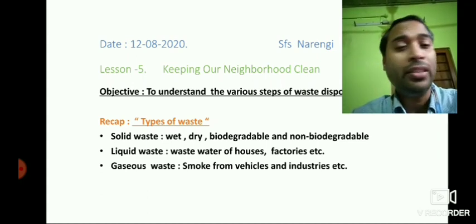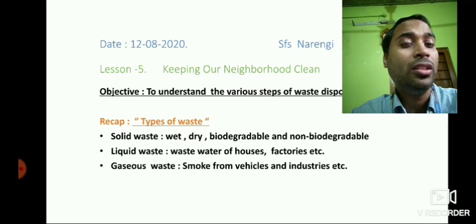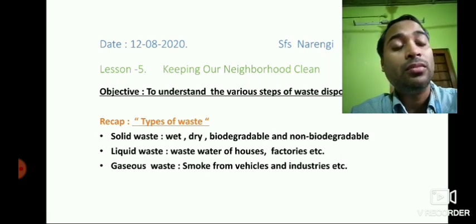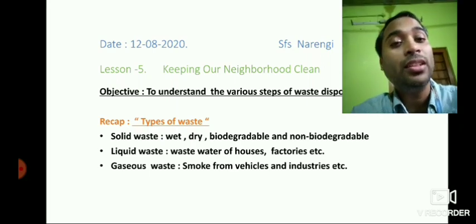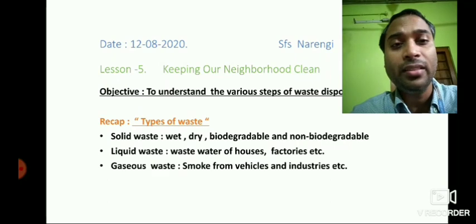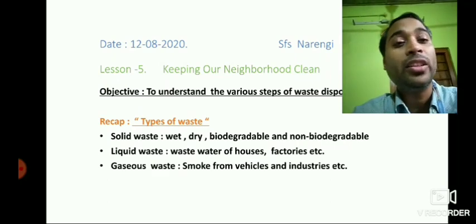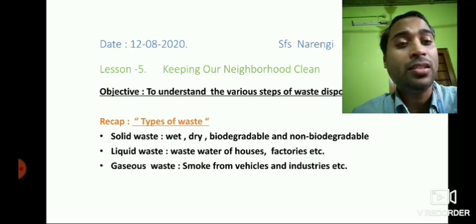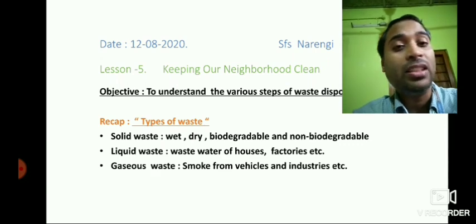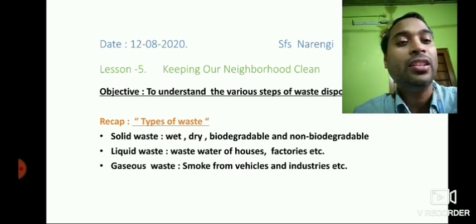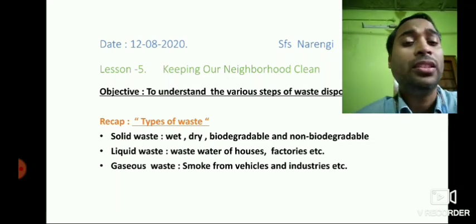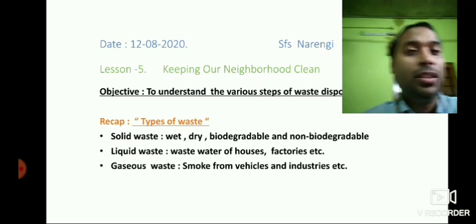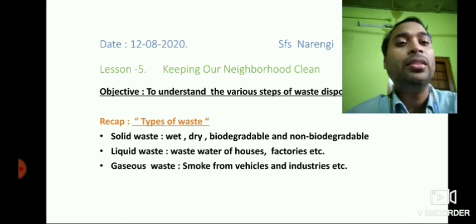Now biodegradable are those waste which decompose in the soil, whereas non-biodegradable waste are those waste which do not decompose in the soil. Then liquid waste, we have wastewater coming out from houses or factories. Then gaseous waste, smoke from vehicles and industries. So these things we have already covered. So now let us begin today's class.